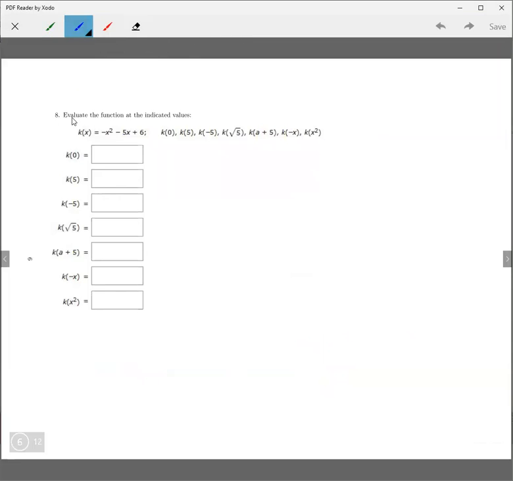Okay, let's look at number 8. Evaluate the function at the indicated values. So k of 0, 5, and so on. Let's start with k of 0. Here's k. The x here is replaced with a 0, so we're going to replace these 2 x's with zeros. And of course, those are all zeros, so that answer is going to be 6.